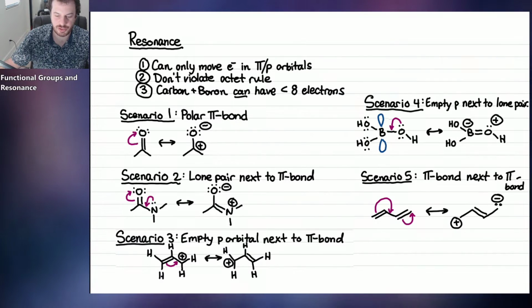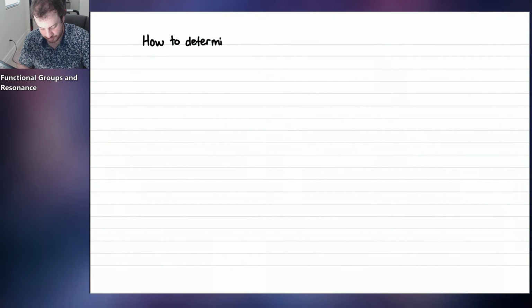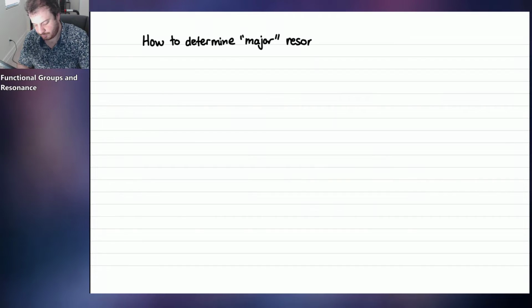Okay, last thing I want to talk about today is how to determine the major resonance structure. Because you can end up with a situation where we draw a bunch of different resonance structures, but which one is the best? And so there are 3 rules that help us decide which resonance structure is the best. Let's talk about that. So this section is called How to Determine Major Resonance Structure. Major meaning the most stable.